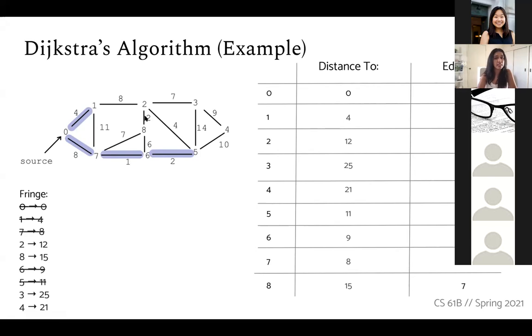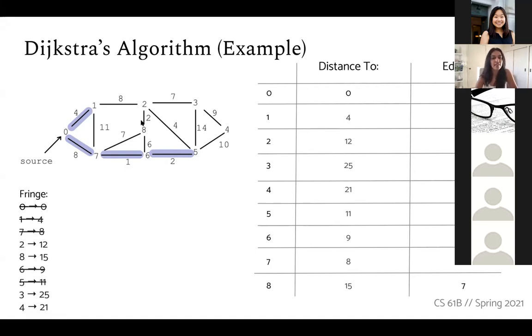And it's a very similar idea for 3. So for 3, to get to 3 from 7, 6, and 5, it would cost us 25, right? Because we have 8 plus 1 plus 2 plus 14. However, to get to 3 through 2, it would only cost us 19 because we have 4 plus 8 plus 7. And that's why we updated 8 and 3. Does that make sense? Yes, thank you so much.